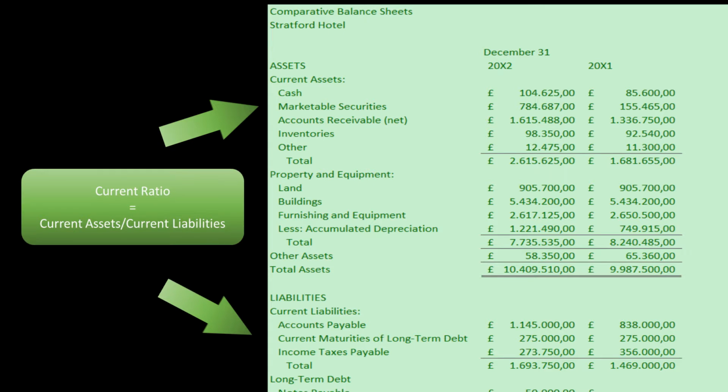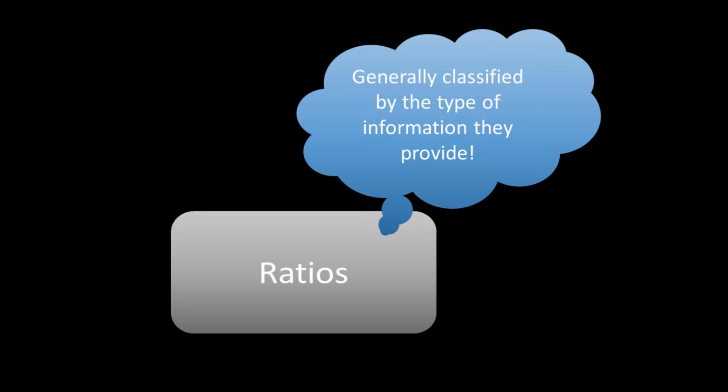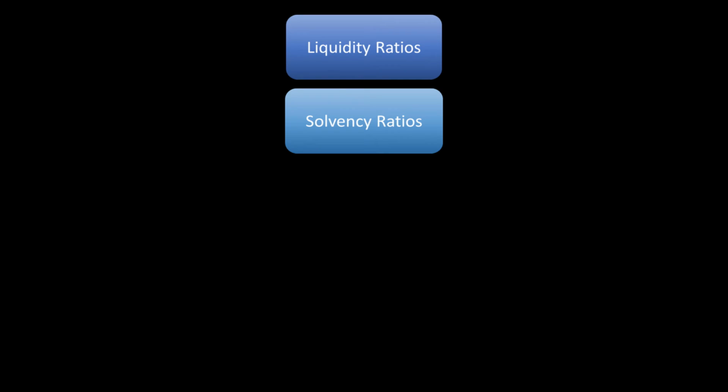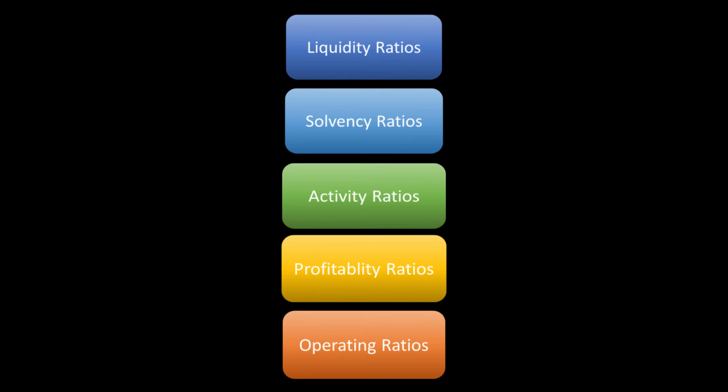The first example is the current ratio. It compares total current assets to total current liabilities from a single financial statement, the balance sheet in this case. Another ratio would be accounts receivable turnover. This compares the average accounts receivable from the balance sheet to total sales from the income statements. Ratios are generally classified by the type of information they provide: liquidity ratio, solvency ratio, activity ratio, profitability ratio, and operating ratio.